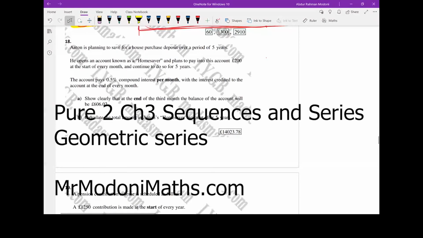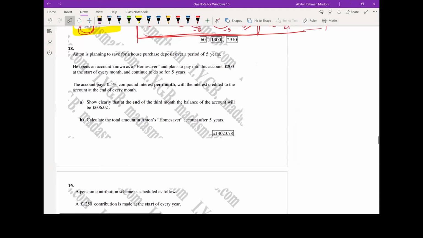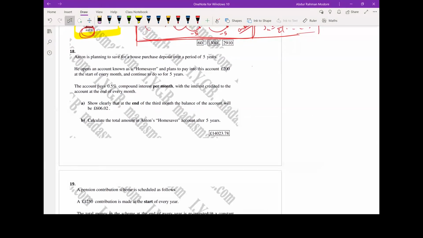With the geometric ones, I think what you need to really think about is how you would lay out the problem. That's probably one of the most important things you can do here, laying out the problem. So let's take a look at this question here.